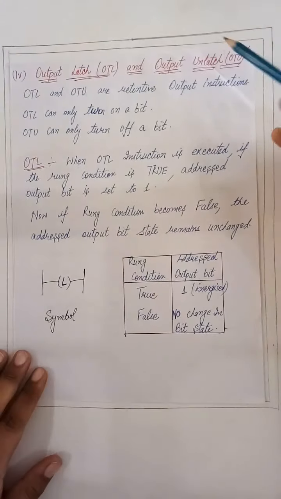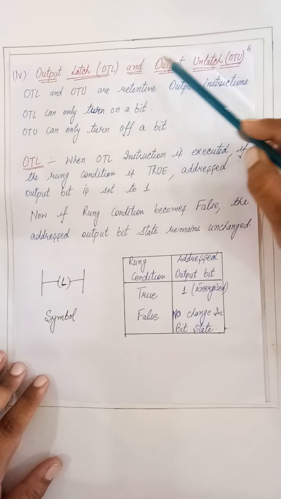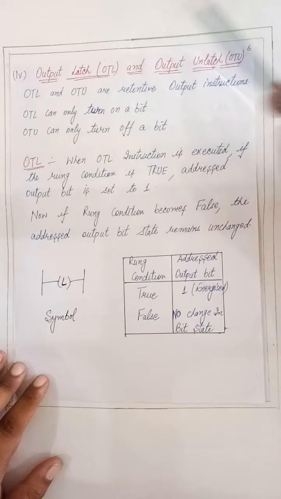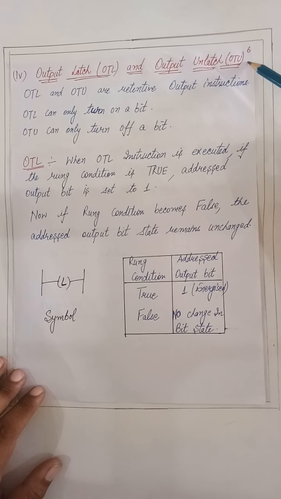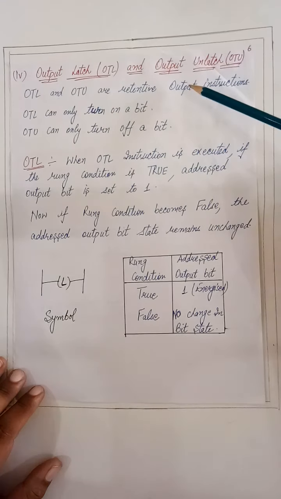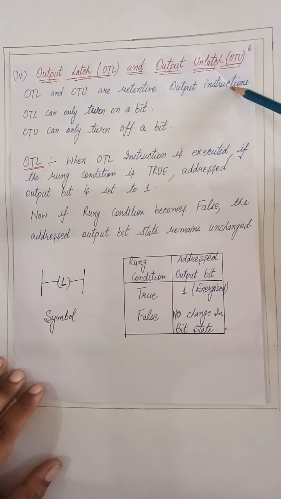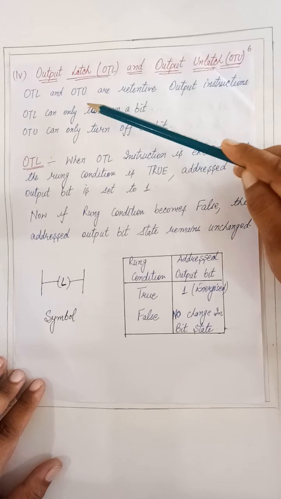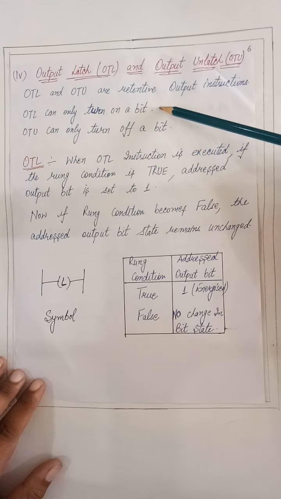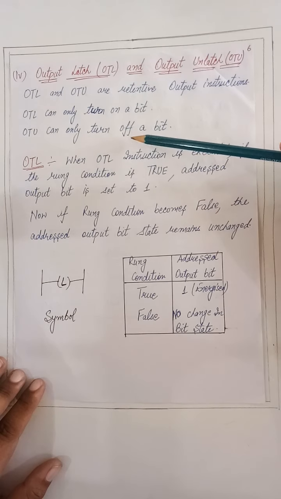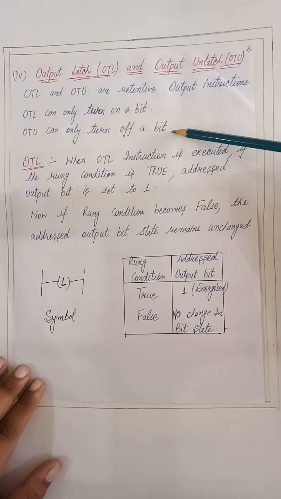Next instruction is output latch and output unlatch. OTL output latch, OTU output unlatch. OTL and OTU are retentive output instructions. OTL output latch can only turn on a bit. OTU output unlatch turns off a bit. First we will discuss the OTL instruction.